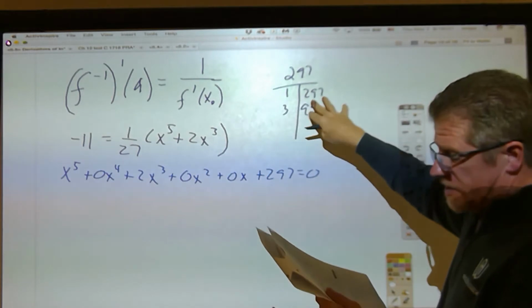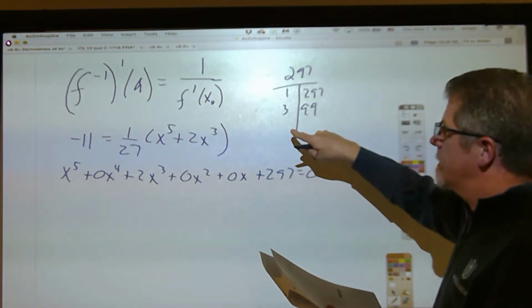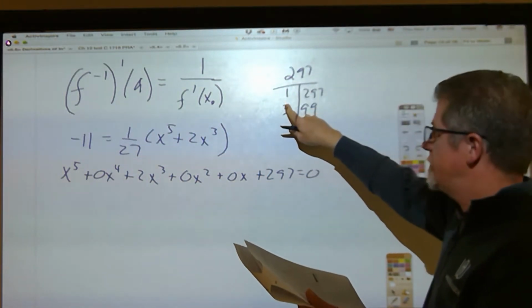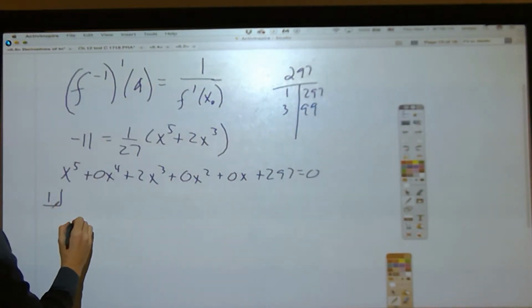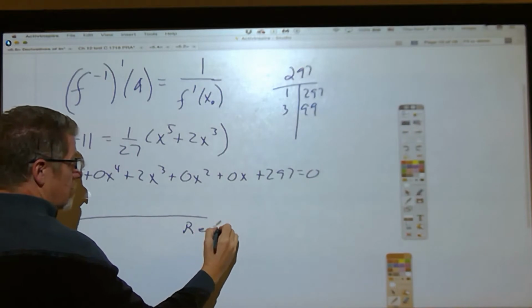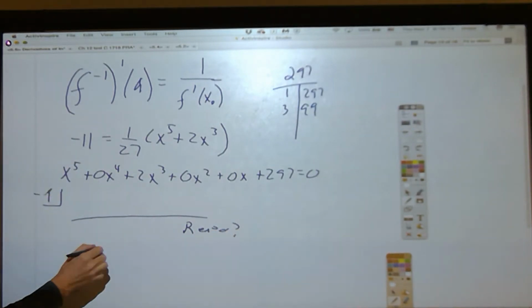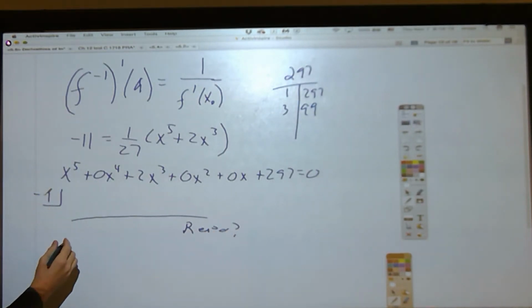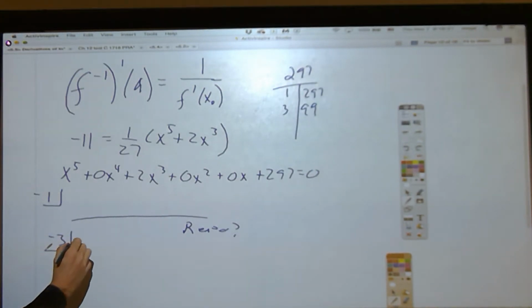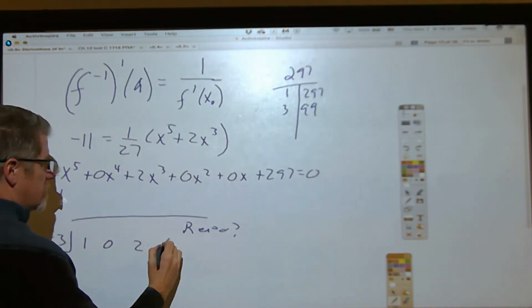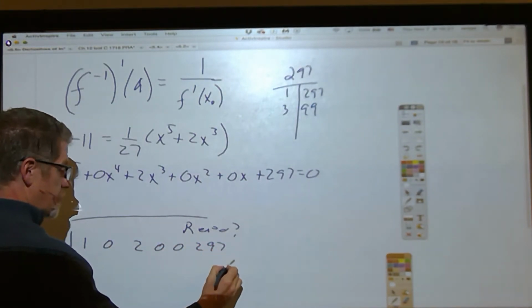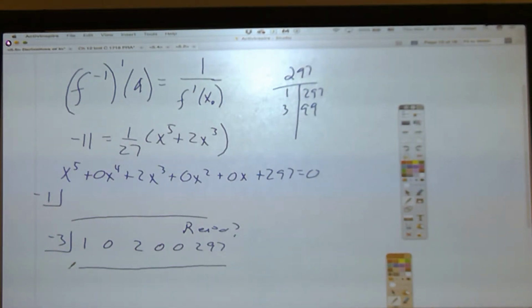So then you would look at the possible zeros, and you would try 1 by synthetic division, and then negative 1. You would put 1 in the backwards L and check to see if it's a remainder of 0, and then negative 1, and it wouldn't work. And then you would try 3, and when you get to negative 3, okay, try it. See if you remember anything about synthetic division. 1, 0, 2, 0, 0, 297. Please perform the synthetic division and see what the remainder turns out to be.